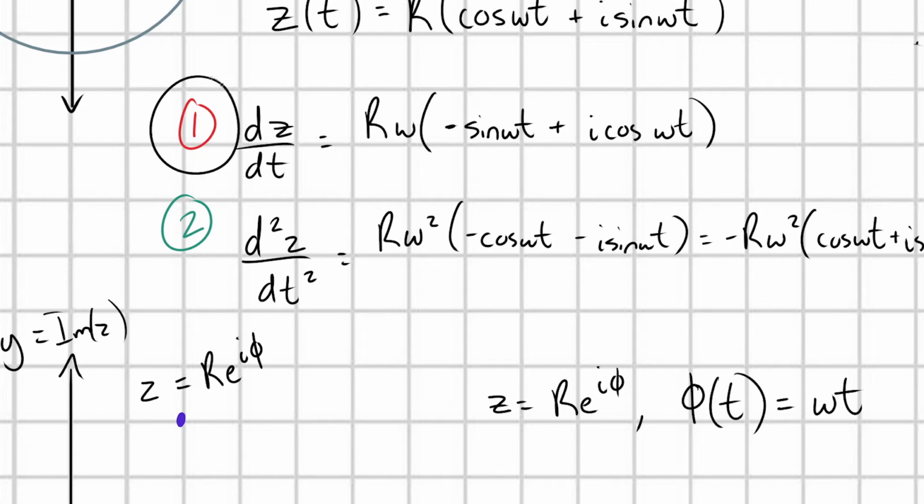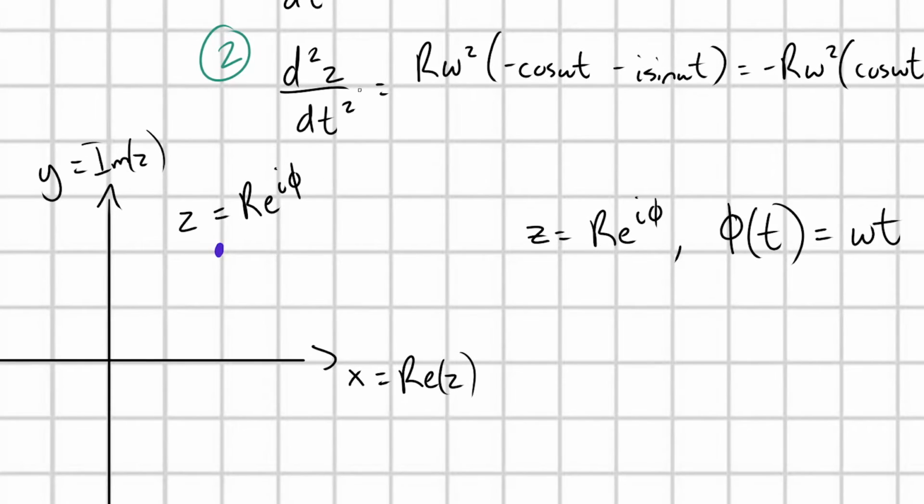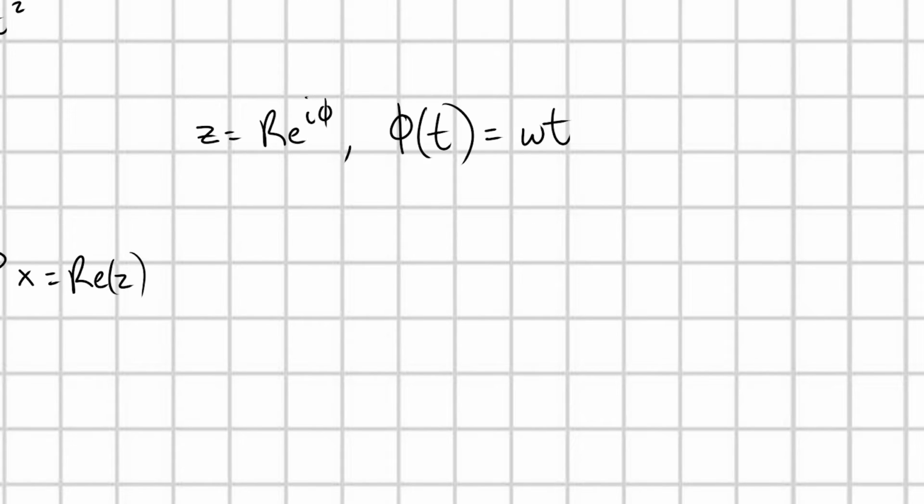So from here, let's go ahead and calculate. We're going to find the velocity of my particle, and we're going to find the acceleration of my particle. Sound good? And so of course we have that my position as a function of time, z as a function of t, is equal to r e to the i omega t. Great.